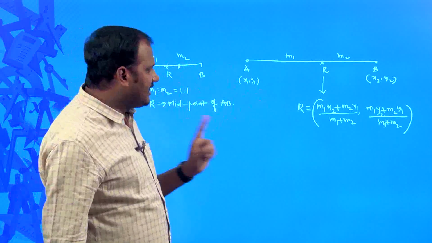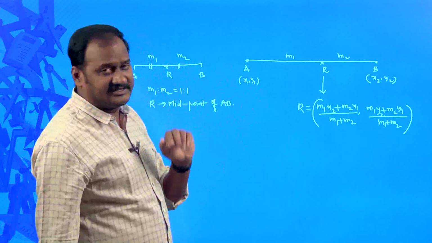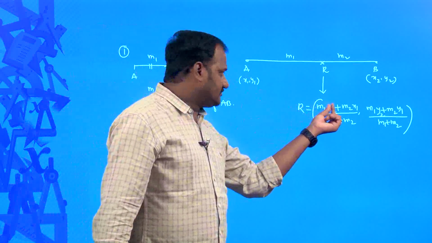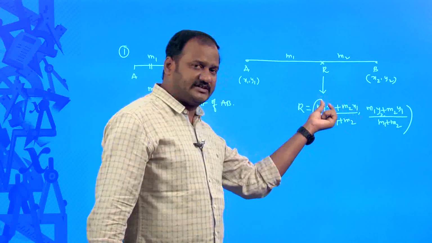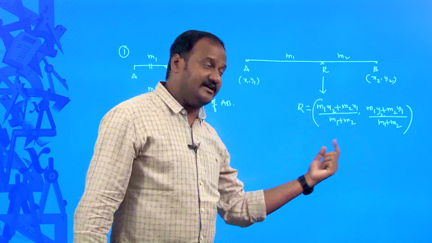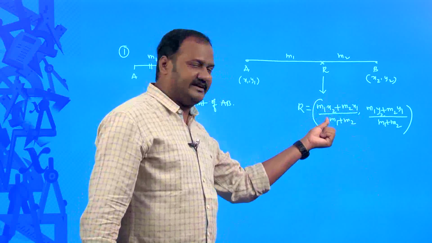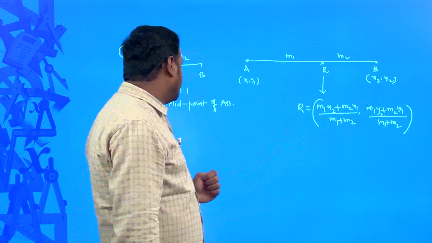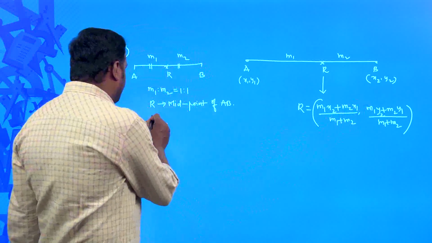You just substitute 1 in the place of m1 and 1 in the place of m2, then it would become 1 into x2 is x2, 1 into x1 is x1. So, (x2 plus x1) by (m1 plus m2) equal to 1 plus 1, that is 2. It means (x1 plus x2) by 2, similarly this would be (y1 plus y2) divided by 2. They are the coordinates of the midpoint.